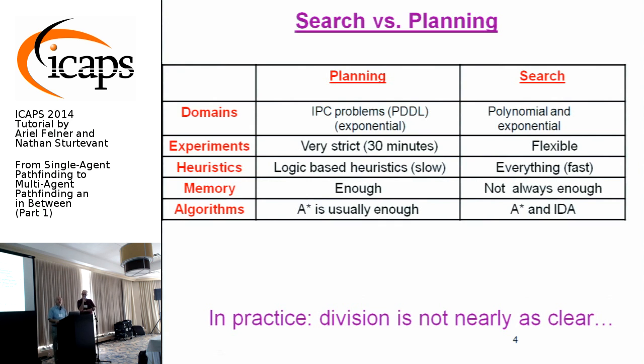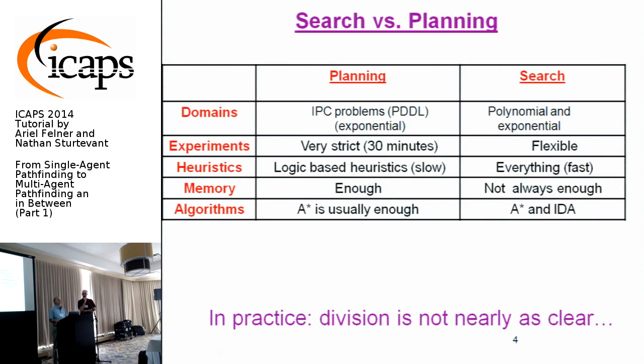So first of all, the domains. In planning, usually the work is done on problems like the IPC problems, where they are given some kind of a logic language, PDDL. They are usually exponential. In search, we focus both on exponential and polynomial domains, so this is why we sometimes use different techniques.